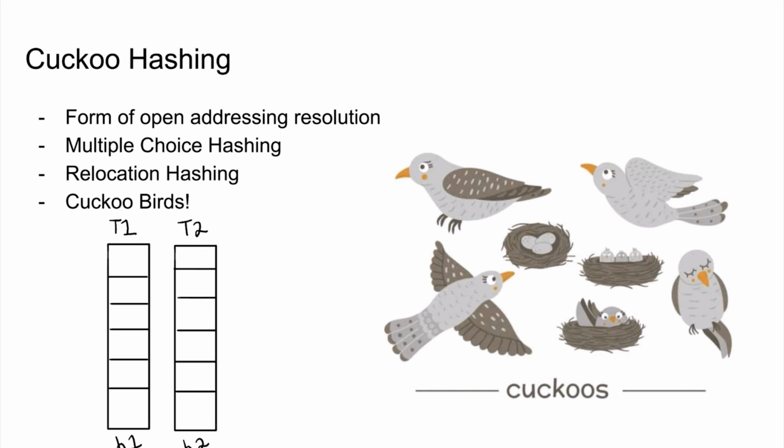The cuckoo hashing algorithm gets its name from the real-life behavior of cuckoo birds, which push their siblings or other eggs out of the nest when they hatch. And that's modeled in our algorithm when a new element evicts an older one.